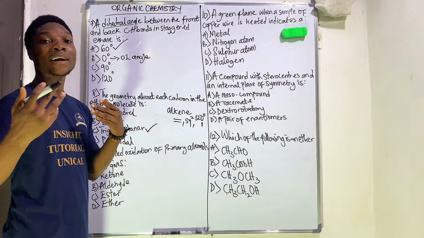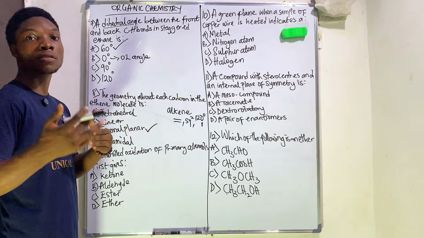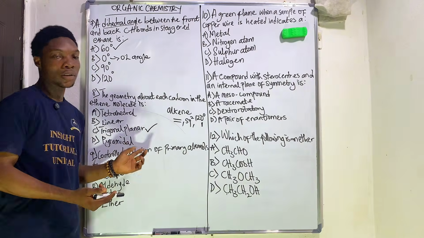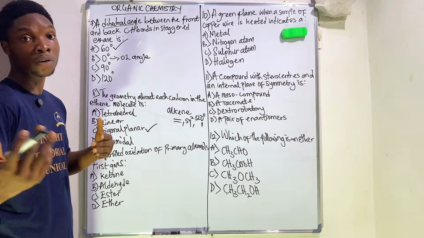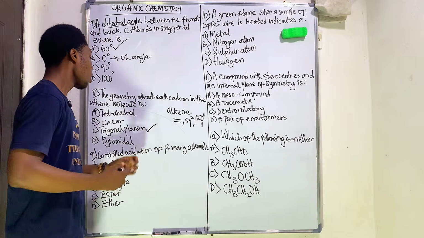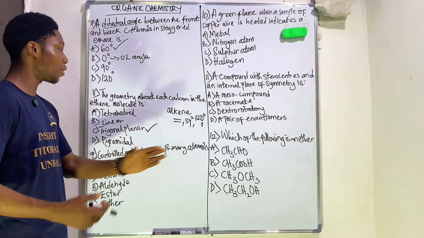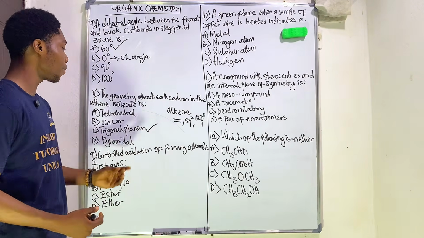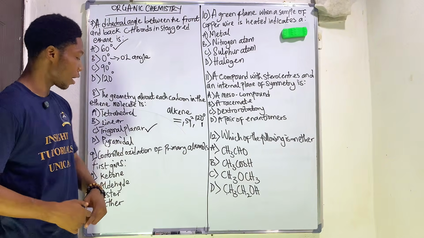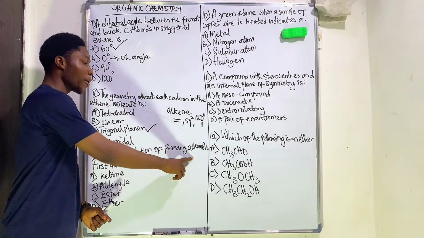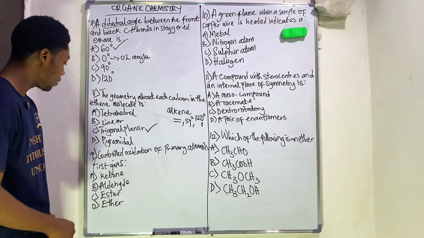Linear is for alkynes, with a bond angle of 180 degrees and sp hybridized. Pyramidal is not necessarily among our concept of hydrocarbon shapes, so that's why we're not going to look into it. But the correct answer for ethene, which is an alkene, the bond angle is 120 degrees, the shape is trigonal planar.